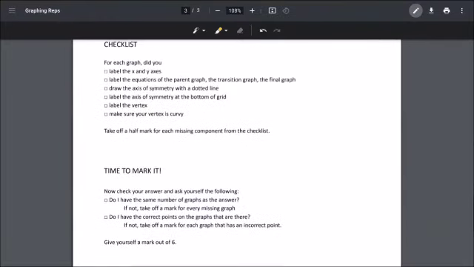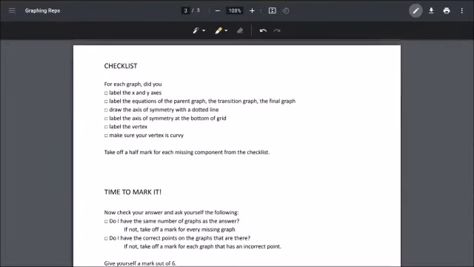So I'm scrolling down looking for my checklist. For each graph, did you label the x and y axes? Label the equations of the parent graph, the transition graph, the final graph. Draw the axis of symmetry with a dotted line. Label the axis of symmetry at the bottom of the grid. Label the vertex. Make sure your vertex is curvy. If not, you're going to take off a half mark for each of those missing components, okay?